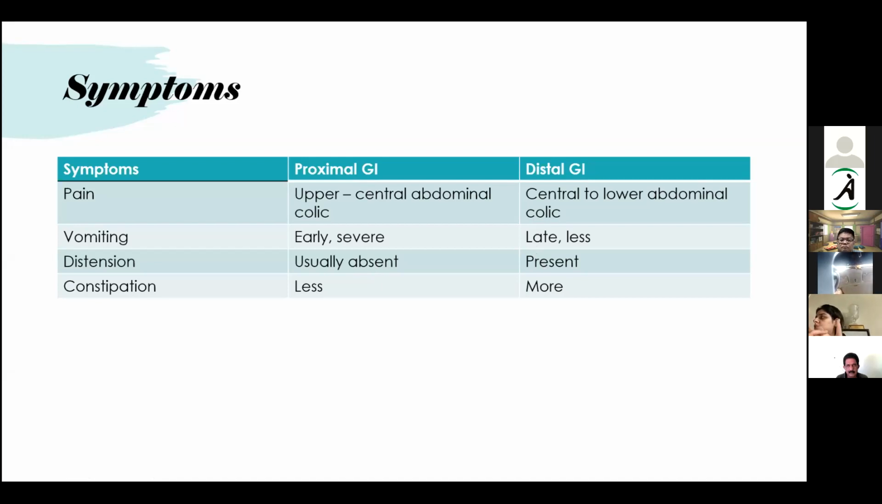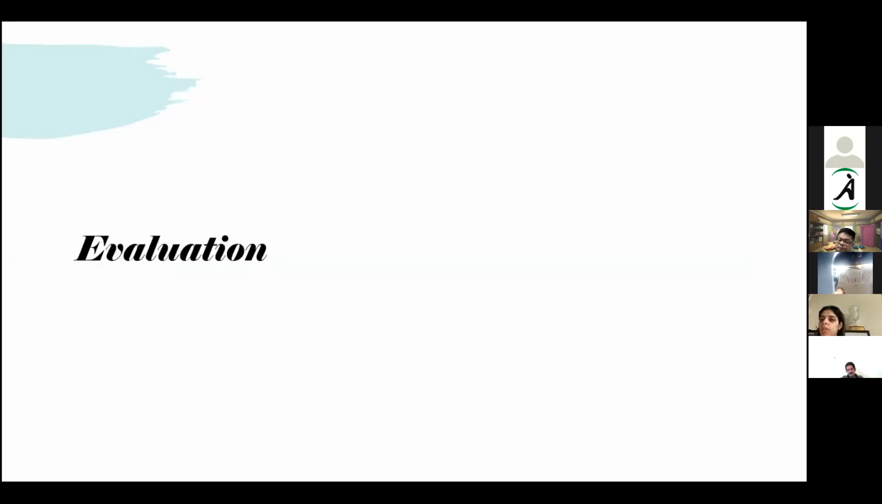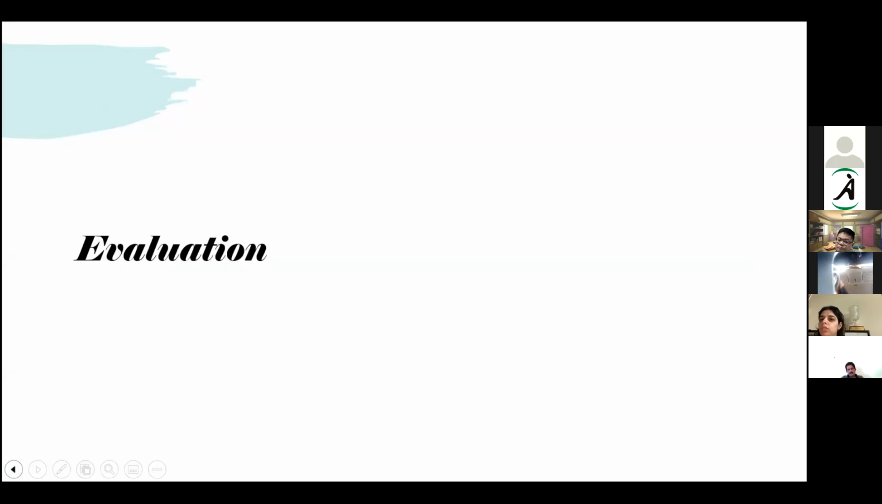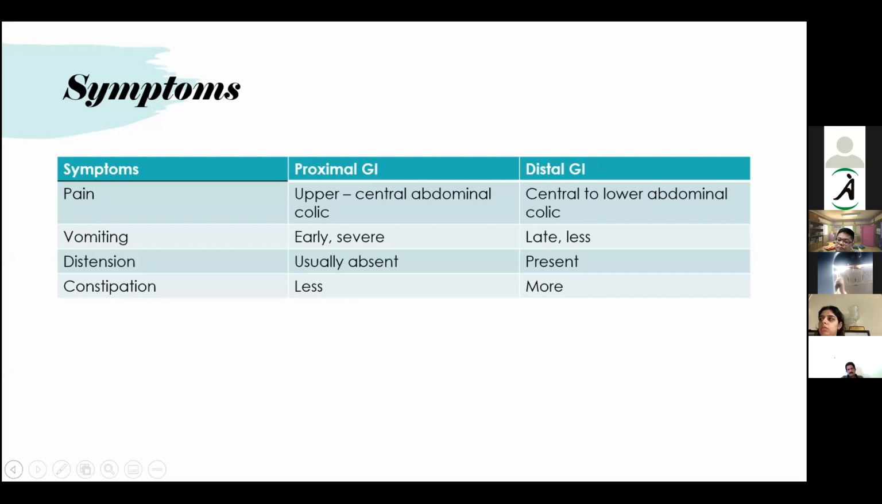It is not going downwards. It is not going upwards. So there will be significant distension in the distal GI obstruction. Constipation in proximal GI will be less because whatever obstruction is there, we are vomiting it out. In distal GI, it is usually more because usually the presenting symptom would be constipation. I think it is clear.